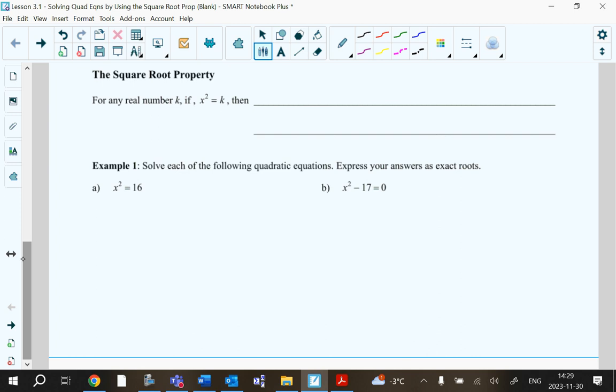So you could solve this for me. If x squared is 16, what's x? 4. And that makes sense because 4 squared is 16. 4 times 4 is 16, and that's correct. But it's not the only answer. What else times itself gives you positive 16? 4 does, you're right. But there's another number times itself that gives you positive 16.